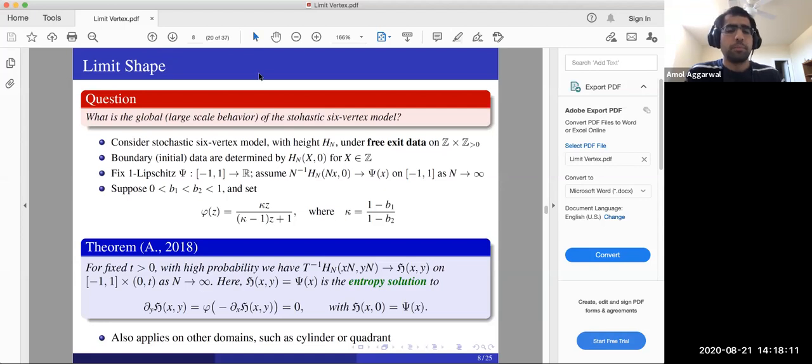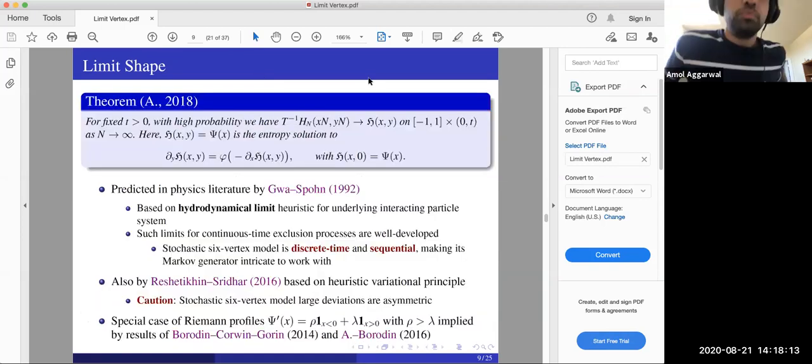Okay. So again, I've just rewritten the limit shape theorem up here, and I'll give you a little bit of background about it. First, it was predicted in 1992 when the model was originally introduced by Gwa and Spohn. Their prediction was based on a hydrodynamic limit for an underlying particle system. I'll get to that later, but it was basically based on the theory of interacting particle systems.